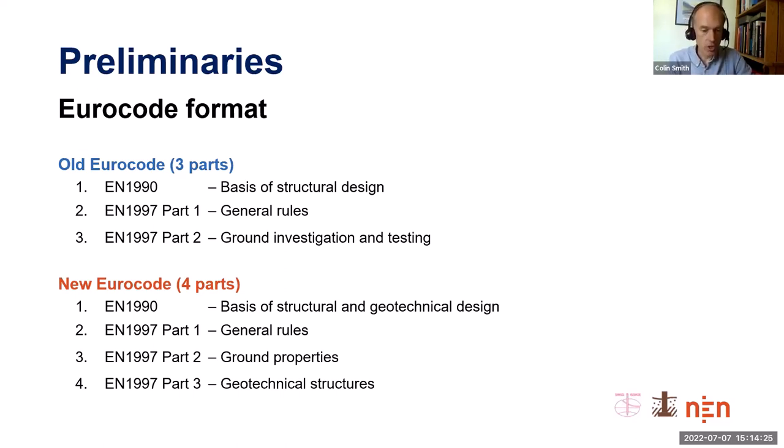In the new version, there are now four parts. EN 1990 remains, but it has been expanded and now explicitly covers geotechnical design. We have a part one in EN 1997, which covers general rules. But that part one has been split into two, and the sections dealing with geotechnical structures have been put into part three. Part two remains broadly the same in terms of looking at ground properties. So I'll be discussing primarily new changes in part one and part three.